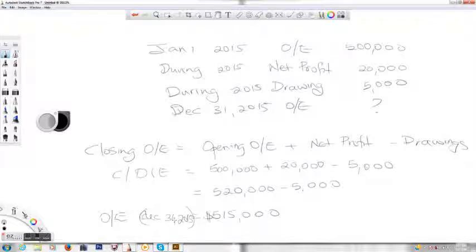This equation is also used to find other elements. So in the next lecture, I'll show you how to manipulate the capital equation, or the owner's equity equation, using one or two examples. You can visit that lecture anytime.